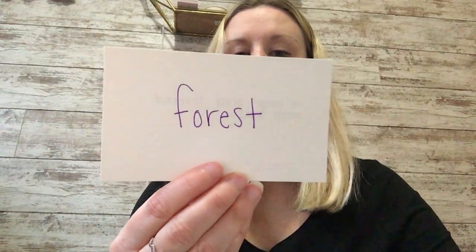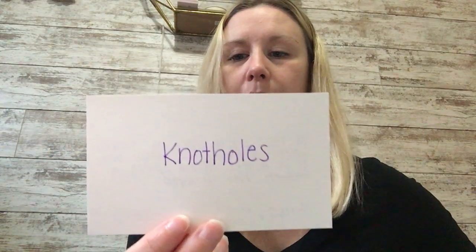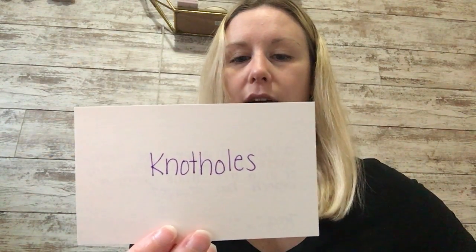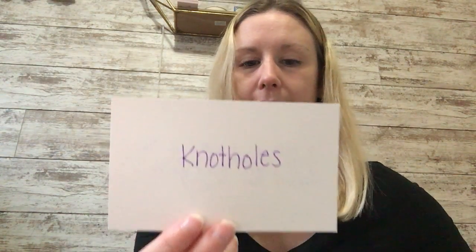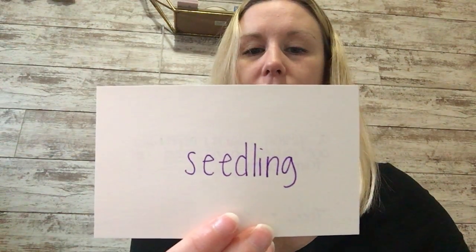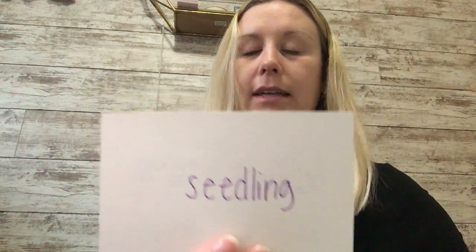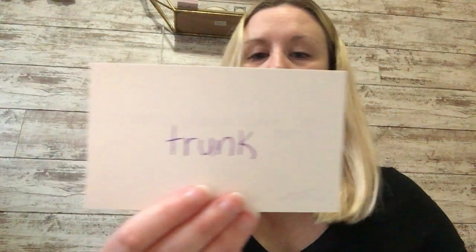The next word is the word forest. It is a large area covered with trees. Knot holes. It's a hole in a piece of timber where a knot has fallen out, or in a tree trunk where a branch has decayed. The next word is the word seedling. It is a young plant, especially one raised from seed, not from cutting. And our last word is the word trunk. It is the main woody stem of a tree.